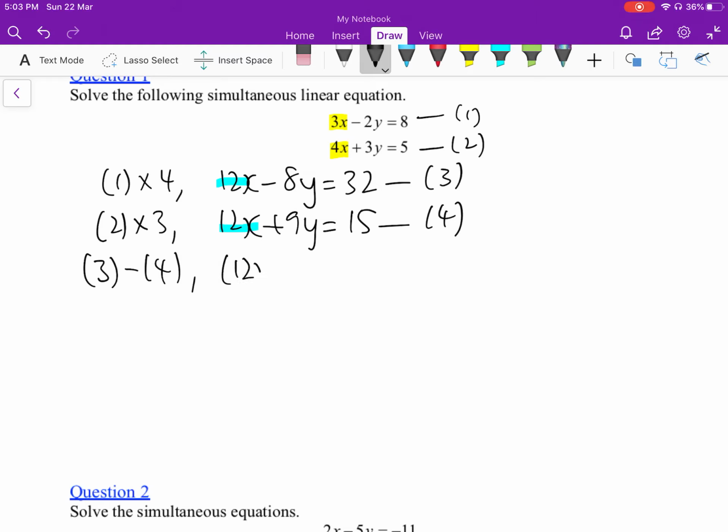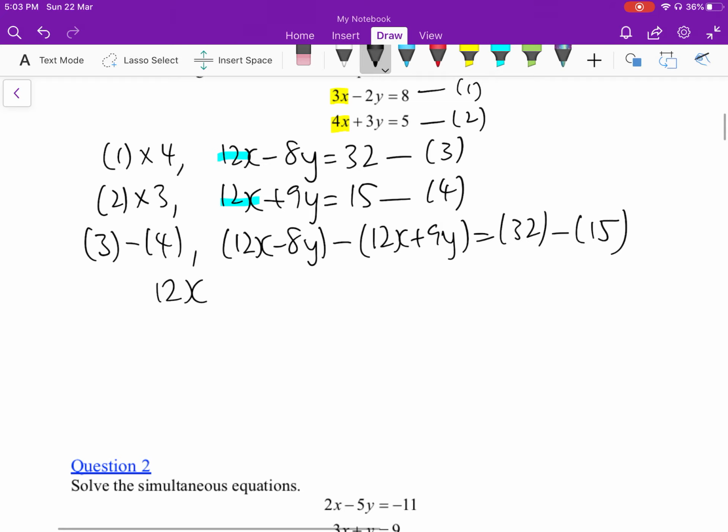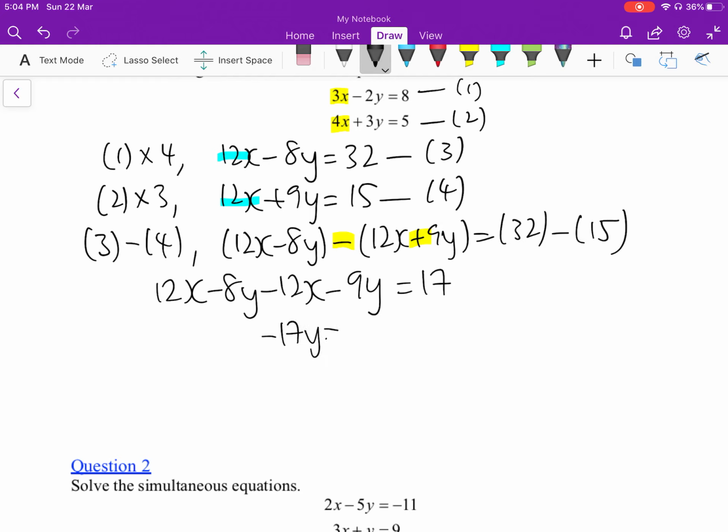So again, whenever you subtract an equation, I must have the bracket. I should see the bracket. So 12x plus 9y equals 32 minus 15. With this, open up the bracket, 12x minus 8y minus 12x minus, because of the negative and positive combined, becomes minus 9y equals 17. So you simplify it, you get negative 17y equals 17. So y is actually negative 1.